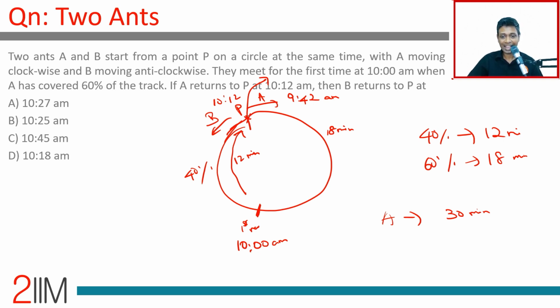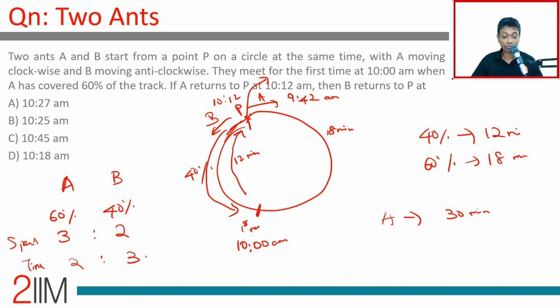When A travels 60%, B has traveled 40%. So their distances are in the ratio 3:2. They travel for the same amount of time, so speeds are in the ratio 3:2, or time taken will be in the ratio 2:3. B will take more time than A.